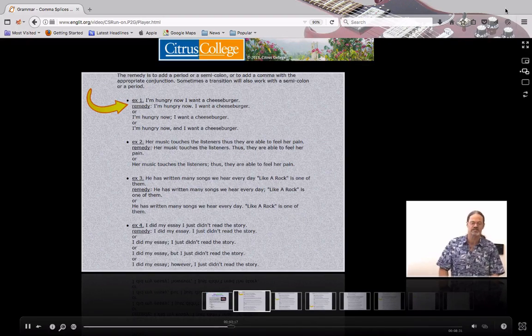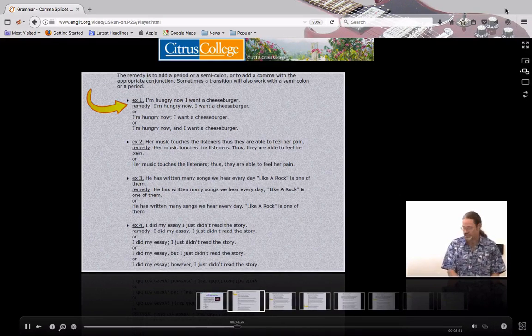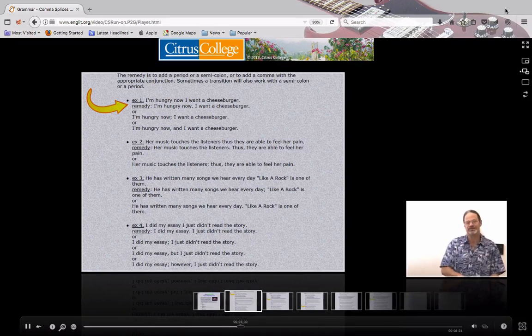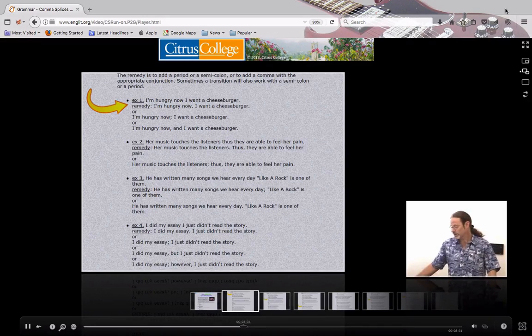The other option is to add a comma with a conjunction. Conjunction: and, but, or, for, yet, or so. To put between those two sentences. So something like, "I'm hungry now, comma, and I want a cheeseburger." In either case, what you're doing is you're separating those two independent clauses out legally and correctly.